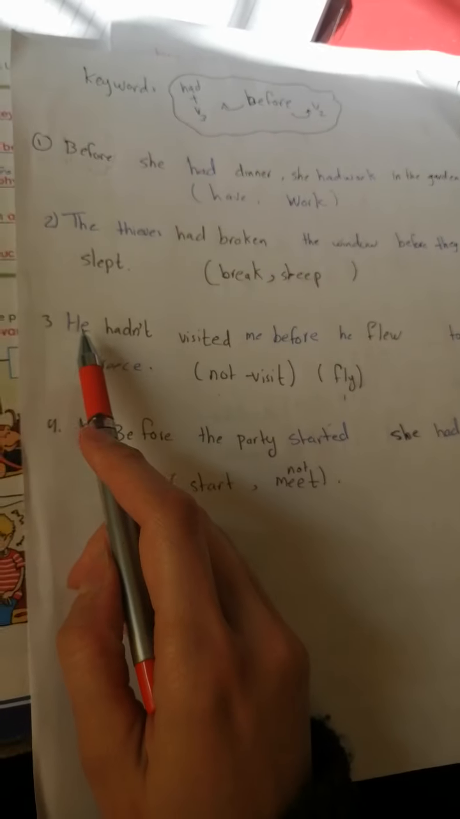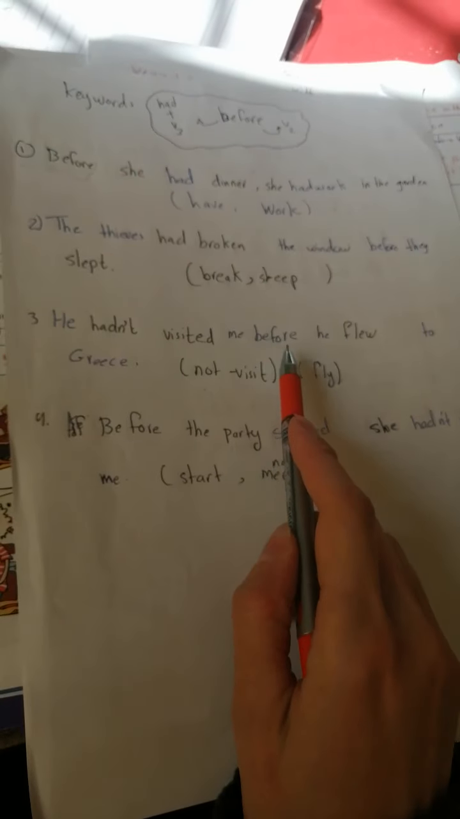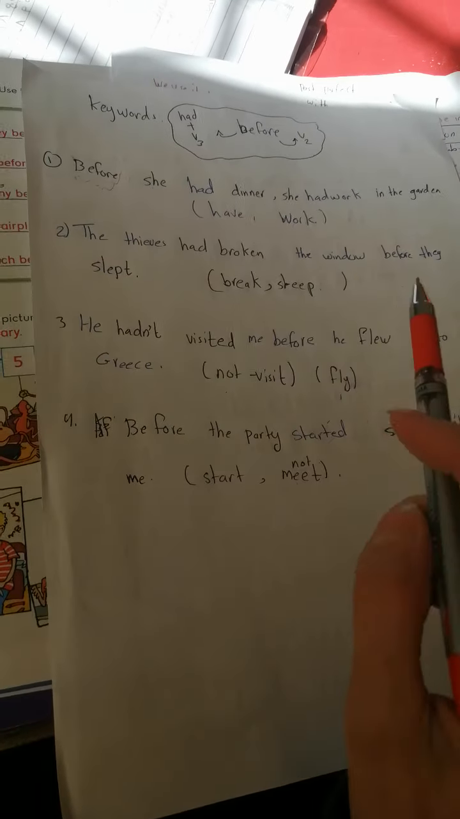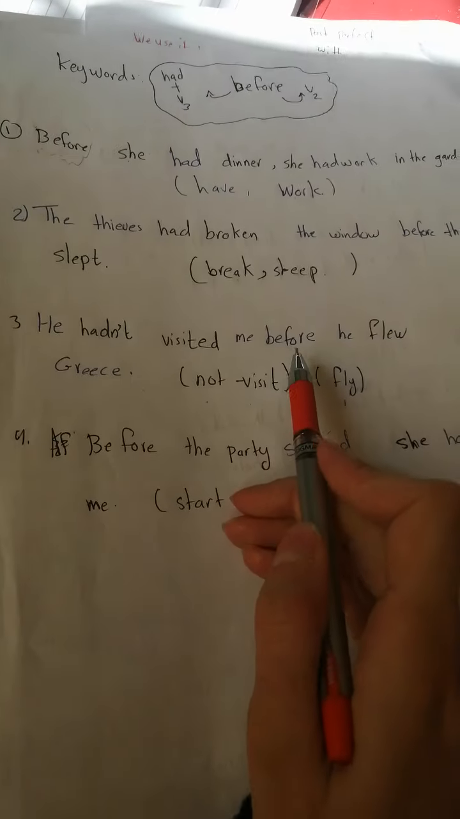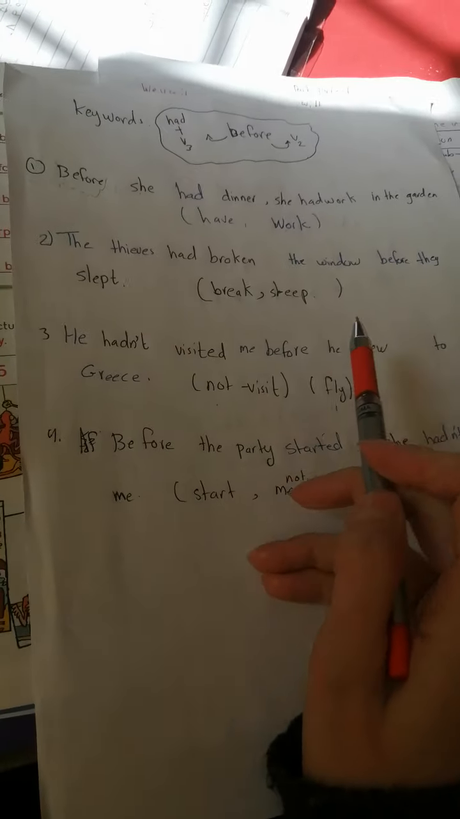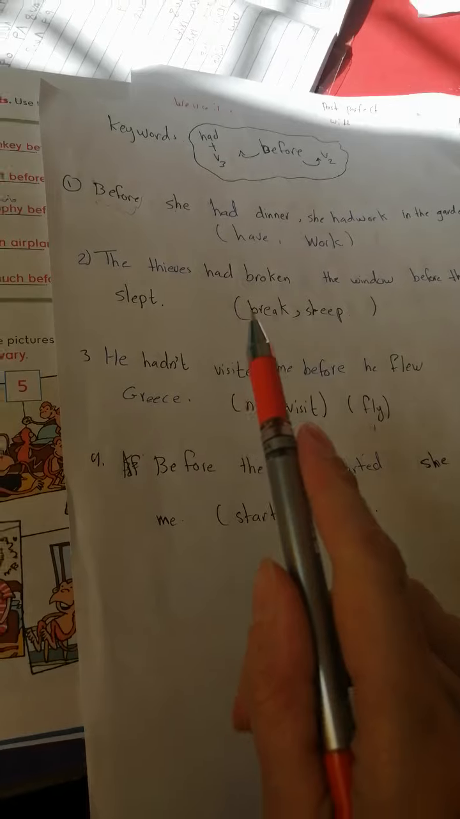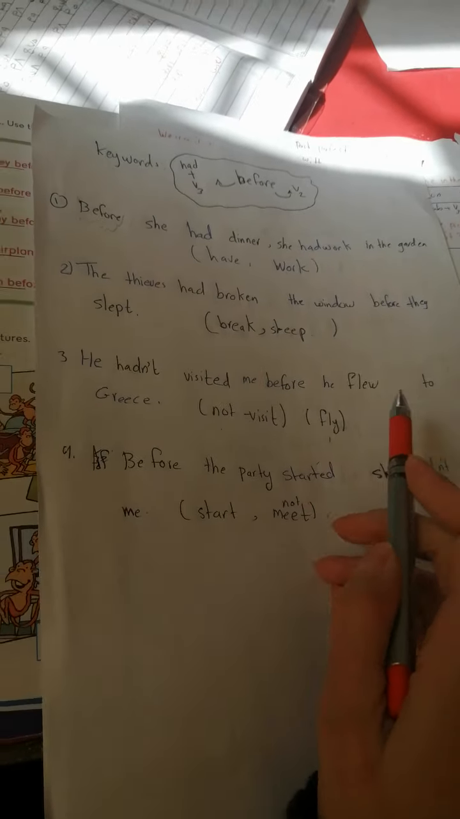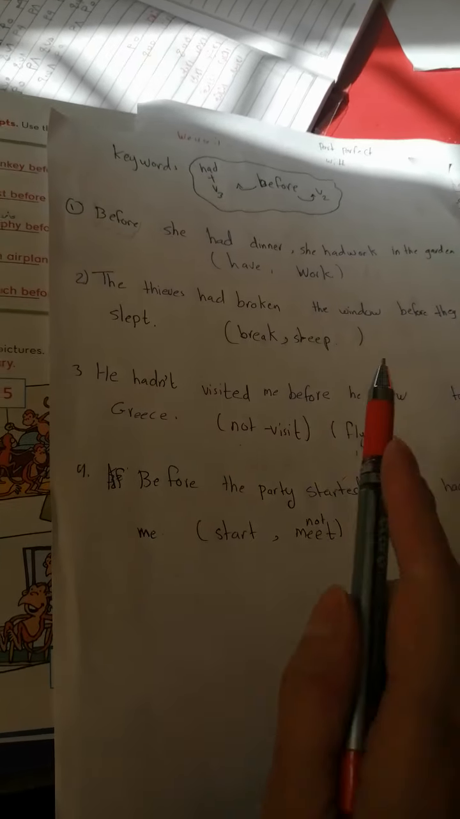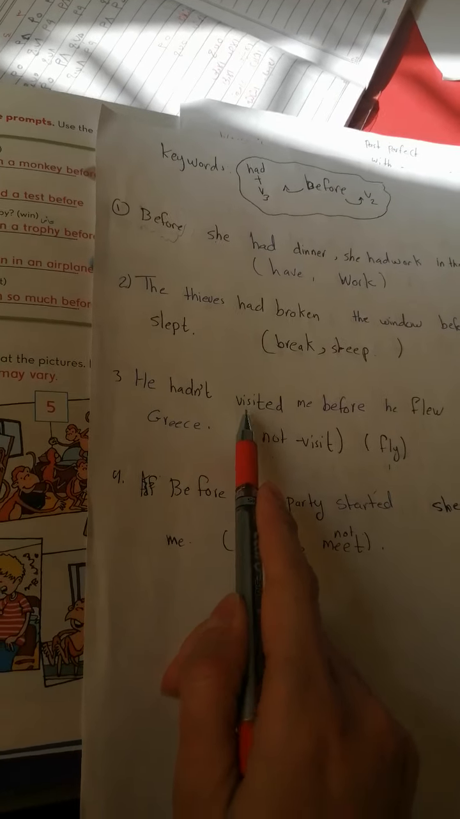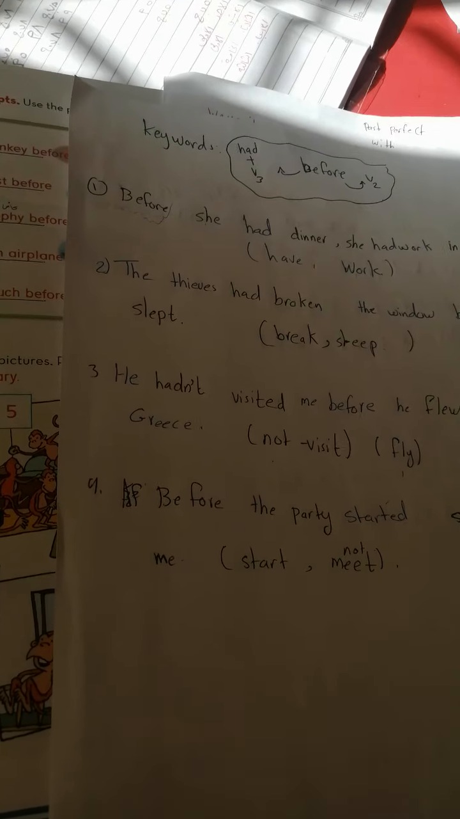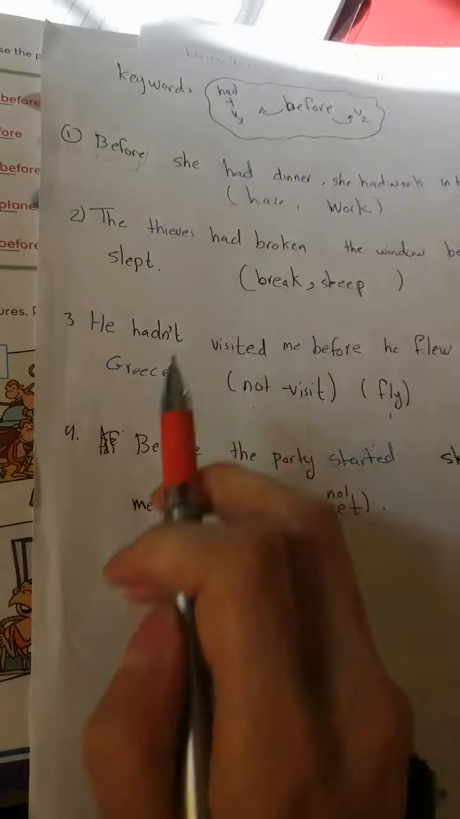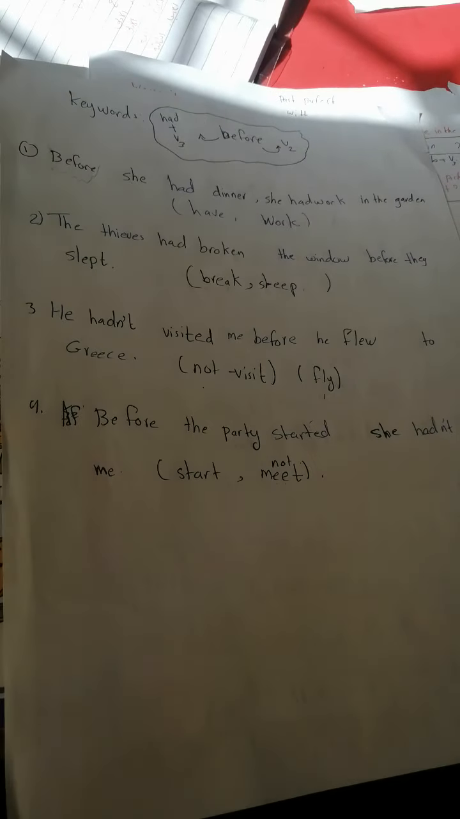Number 3: me before he to Greece, not visit, fly. برجع زي ما حكيت بدور على الكيوردز وينها, هي before. بعرف بعد ال before verb 2, ال other part بيكون had مع verb 3. هلا هون ال verb fly: he flew to Greece, يعني هو طار على اليونان. He hadn't visited, because here we have a not. With negative I should use hadn't plus verb 3: hadn't visited.